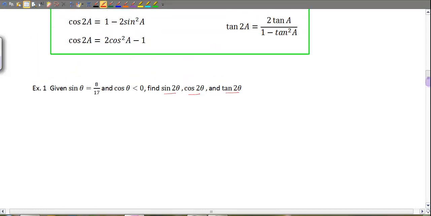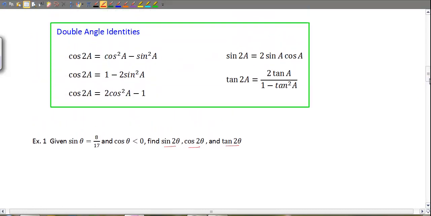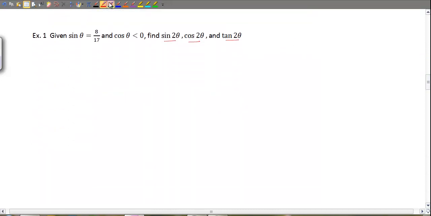Let me go back up. If I want to find the sine, the tangent, and the cosine of 2 theta, you can see in all of these that I'm going to need to know not only sine theta, but cosine theta and tangent theta to be able to plug into these identities and figure out what's being asked. So that's the first thing we're going to do. We want to find cosine and tangent of theta, given what sine theta is here.